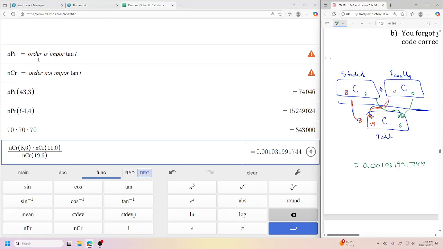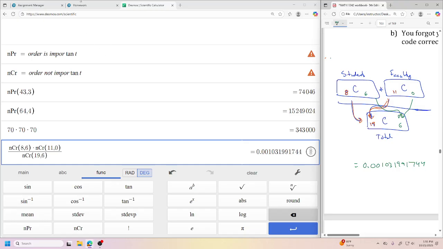So NCR, oh, right here, I already wrote it at the top. NPR is when order is important. The NCR is when order is not important. That's the only thing. It's more like a human thing. We have to think of it like a human. What would a human say? Is order important or not important?